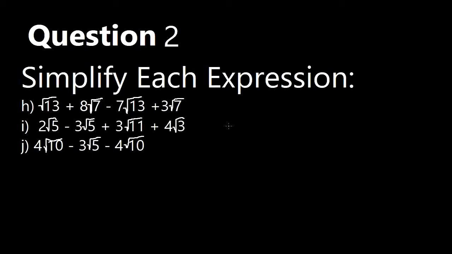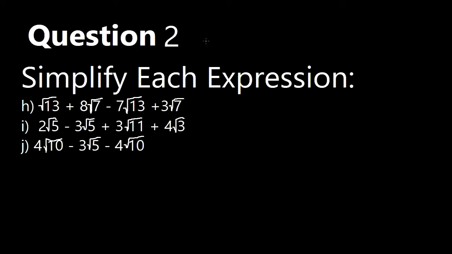So again, we're doing the last three, so H, I, and J of question 2. And as we can see here, it's not all the same this time. So they've given us for this first question a mix of root 13 and root 7, for the second one root 5, root 11 and root 3, and root 10 and root 5 for the last one. So a good mix of things to do. Let's get started on H.